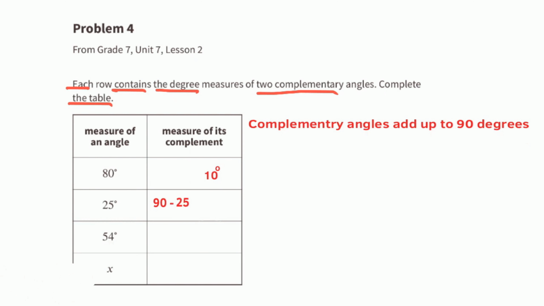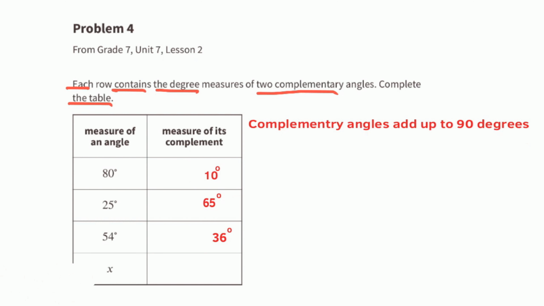90 degrees minus 25 degrees equals 65 degrees. So an angle of 65 degrees is a complementary angle to an angle of 25 degrees. Let's do the next one. 90 minus 54. That equals 36. That means a 36-degree angle would be complementary to a 54-degree angle. Let's do the last one.